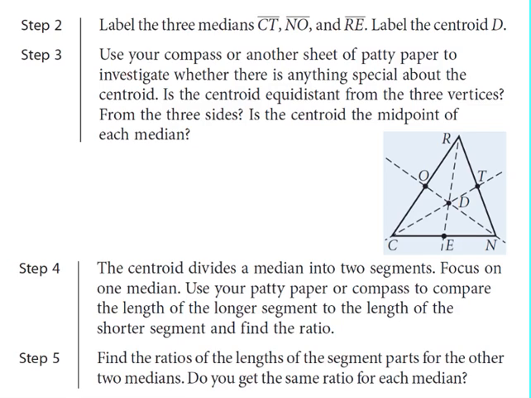Then I need you to check, is it equidistant from the three sides? And then is the centroid the midpoint of each median? So you have three questions here. First, is it equidistant from the three vertices? Then from the three sides. Then the midpoint.